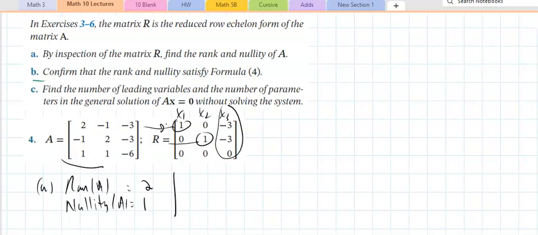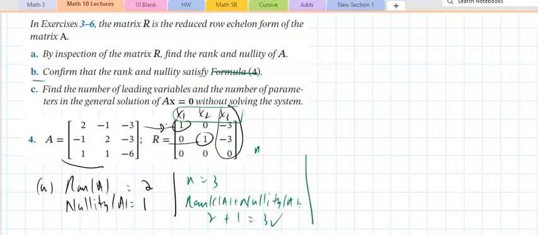B. Confirm that the rank and the nullity satisfy formula A. I'm not going to ask for formula A, but you should know that there are 3 variables, n equals 3. And if you take the rank of A plus the nullity of A, what does that equal? Well, that's 2 plus 1, which is 3, and they have to match. They always have to match.